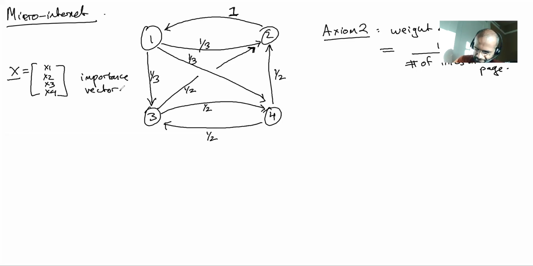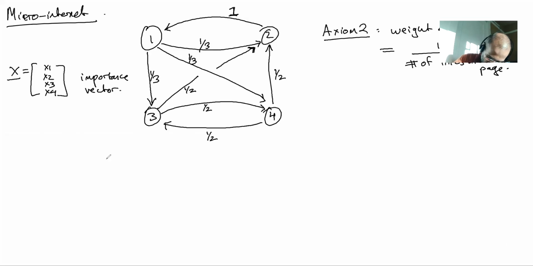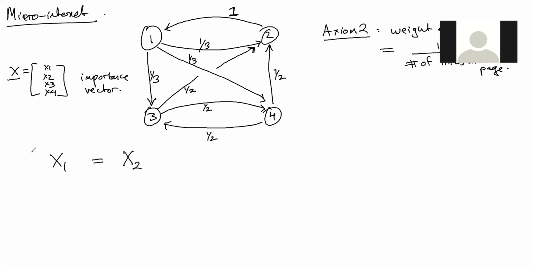And the rules say that the importance of a page is proportional to the sum of the importance of the web pages linking to it. And we're going to interpret that as being the sum, right? So x1 is proportional to, what are the incoming arrows for x1? Well, just x2, right? So x1 is proportional to x2, and I'm going to call the constant of proportionality lambda.